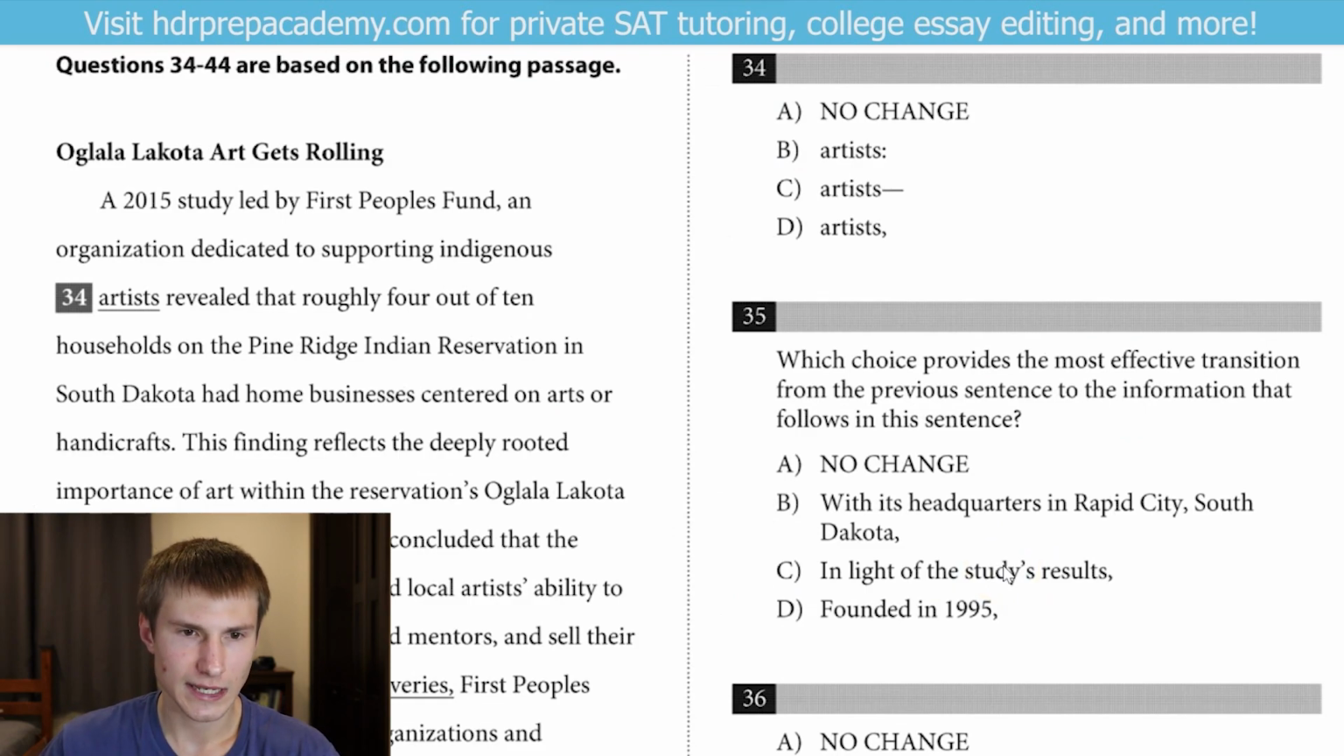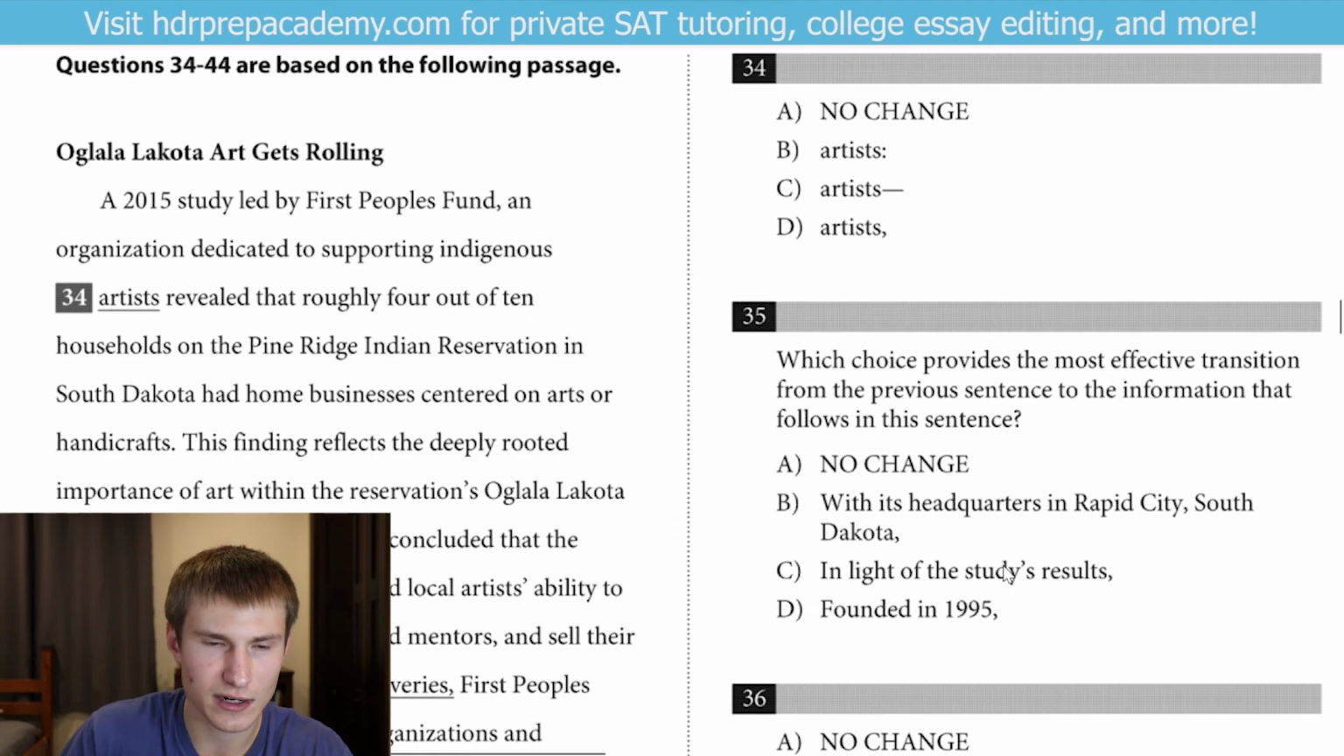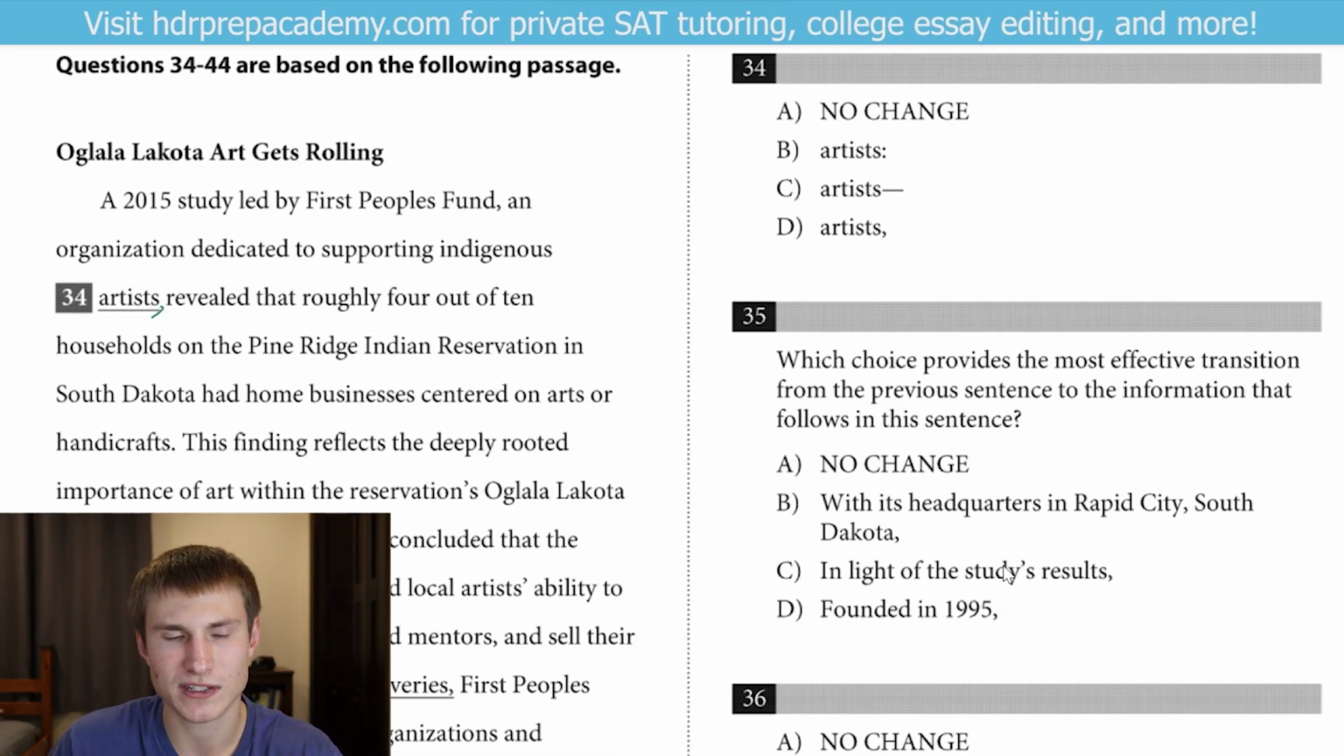Oglala Lakota art gets rolling. A 2015 study led by the First Peoples Fund, an organization dedicated to supporting indigenous artists, revealed that roughly 4 out of 10 households. Keep in mind that we obviously have a non-essential phrase or clause here. That's pretty clear. How did I recognize that? Well, I saw a comma right here. Anytime I see a comma that's not separating two independent clauses, immediately I'm thinking that it's probably, or at least it could be, a non-essential phrase or clause, and I need to look for that.